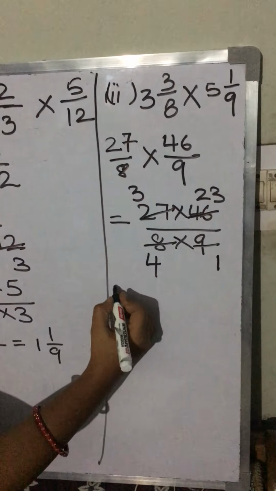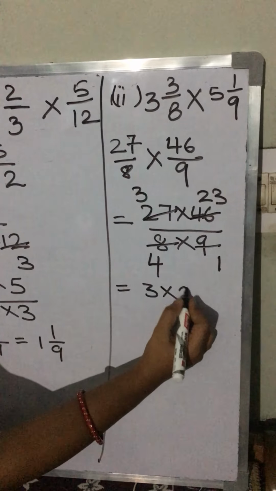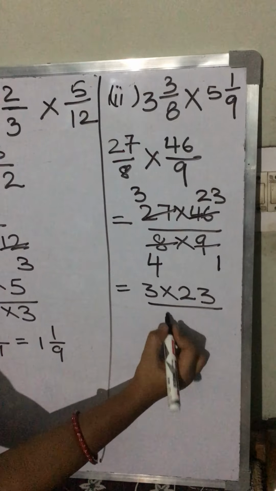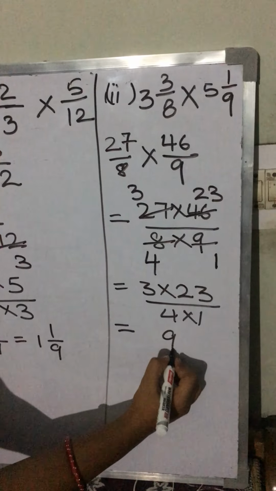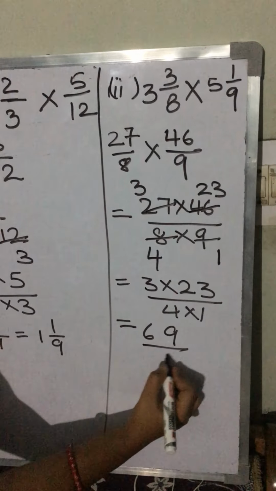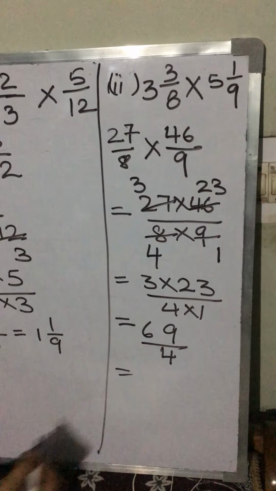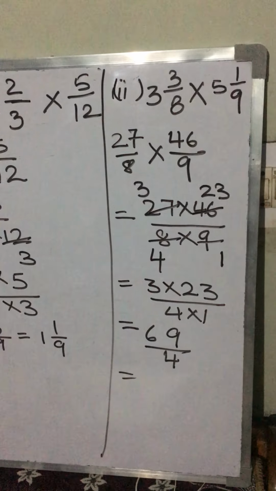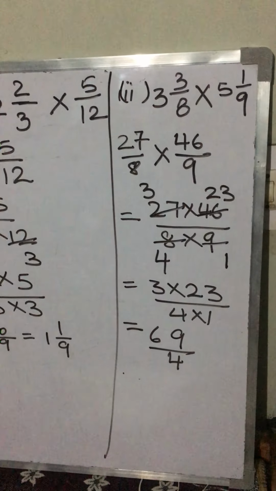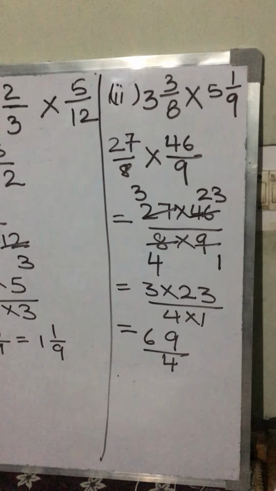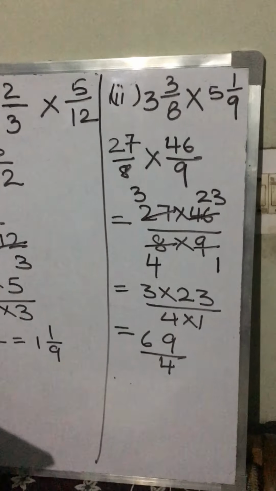So the next step is to multiply the numbers, numerator by numerator and the denominator by denominator. 3 into 23 is what? 3 3s are 9, 3 2s are 6, 69 by 4. Either you write 69 by 4 or you can convert it into a mixed fraction as well. Okay children. Now I will solve question number 4 with you.